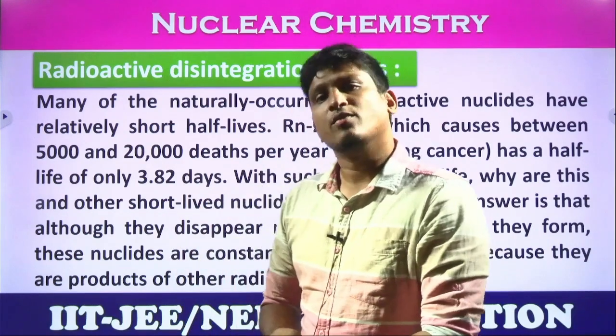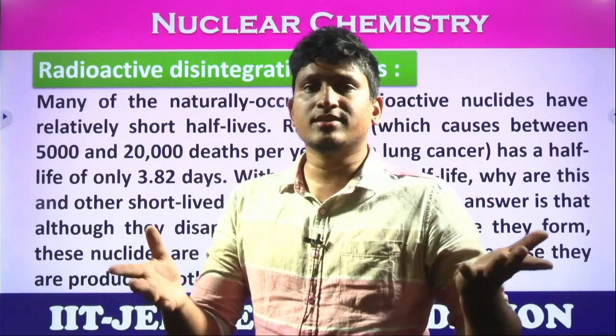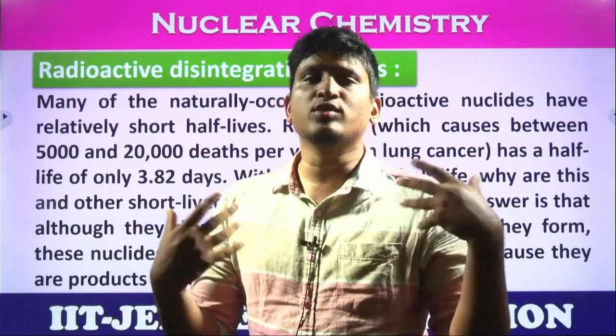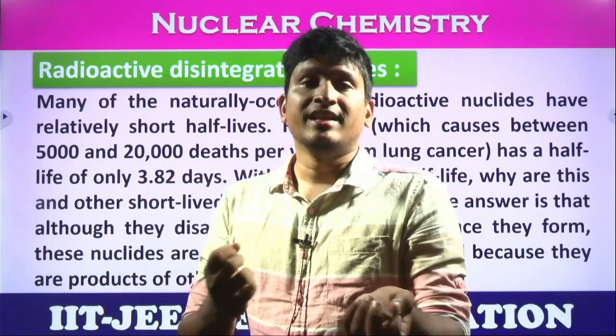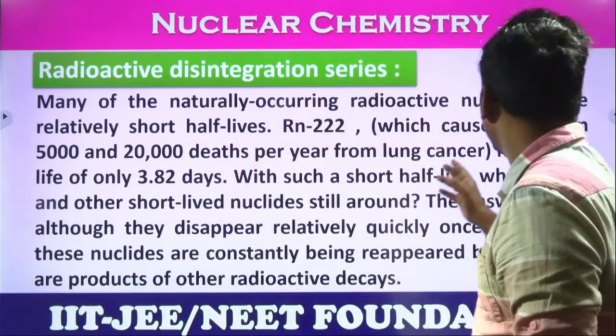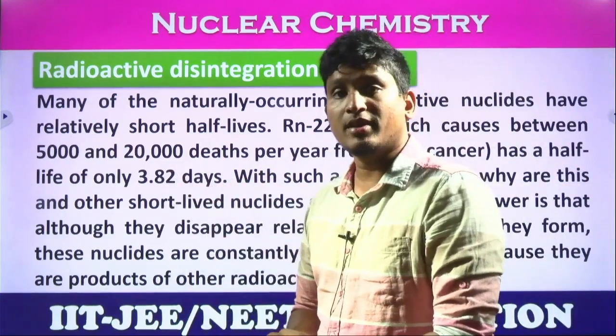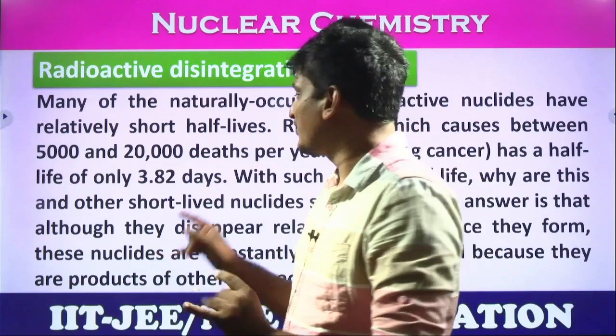You already know why? Because they emit radioactive substances, yes or no? Alpha rays, beta rays. What happens when we are exposed to those substances, students? They create cancer cells in our lungs and tissues. And this radon has a half-life of only 3.82 days. How much? Very short half-life, yes or no?